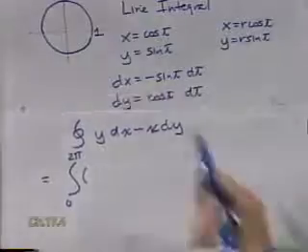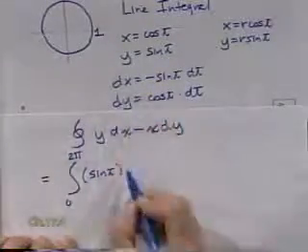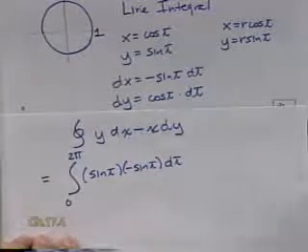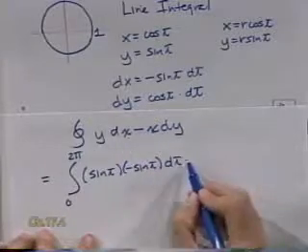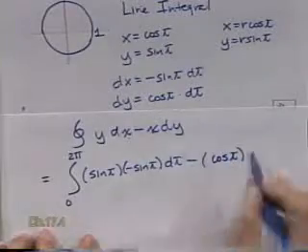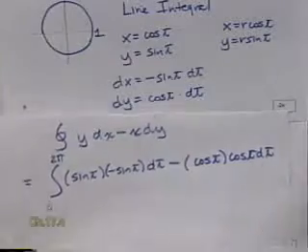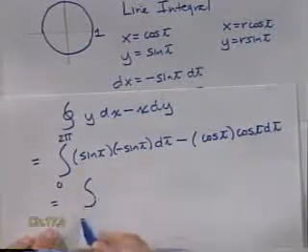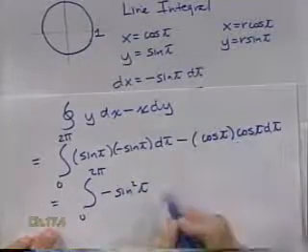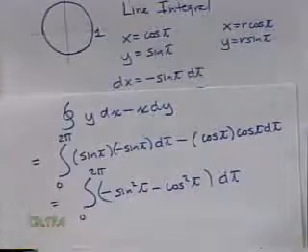Where I see y, I take it out and I put sine t. Where I see dx, I take it out and I put in minus sine t. Notice I put parentheses around minus sine t because we're multiplying here. We're multiplying y times dx. Minus x, x is cosine t, and dy is cosine t dt. And so this is equal to the integral from 0 to 2 pi of minus sine squared t minus cosine squared t, and I'll just factor out the dt at the very end.